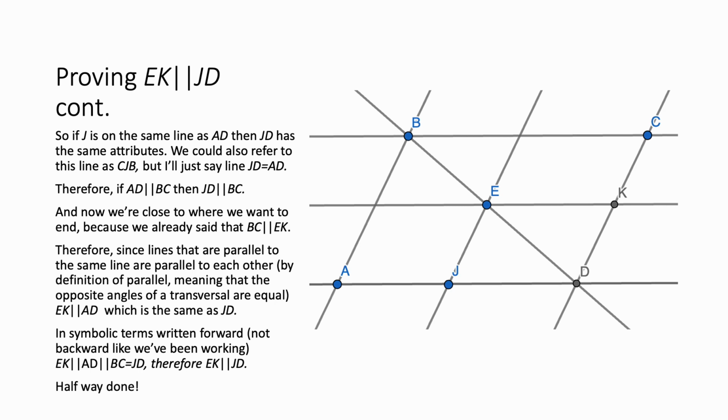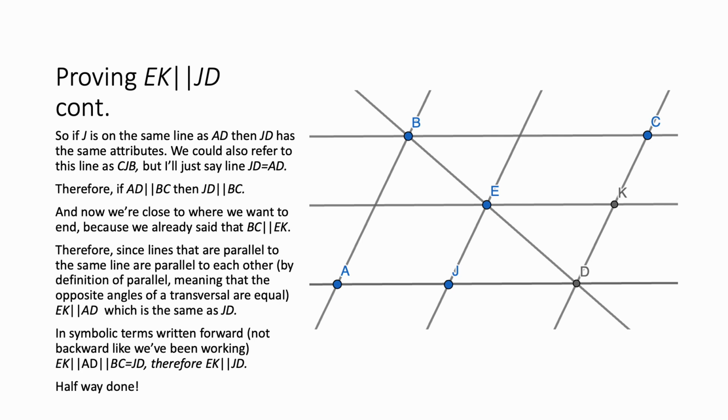So now we're one step closer. We're replacing the AD with JD, which is where we're trying to get to. We're trying to prove that JD is parallel to EK. And we already said that EK was parallel to BC. So then I can say, okay, if EK is parallel to BC, and JD is parallel to BC, lines that are parallel to the same line are parallel to one another. So that gives me EK is parallel to JD because they're both parallel to BC.